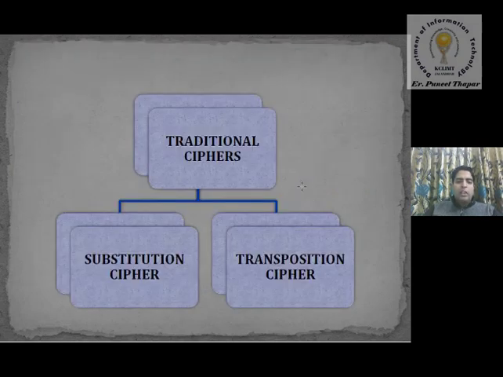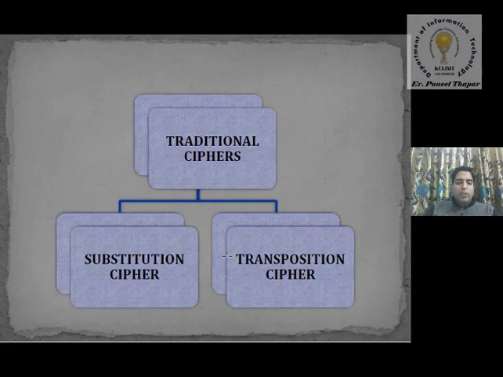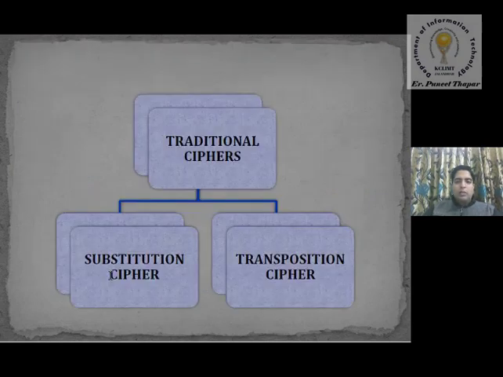The traditional ciphers are of two types: substitution cipher and transformation cipher. We will discuss them in detail. A substitution cipher works by substituting some values. How is this encryption performed? Encryption uses ciphertext transformation algorithms, the traditional cipher methods. The traditional ciphers are substitution and transformation ciphers.